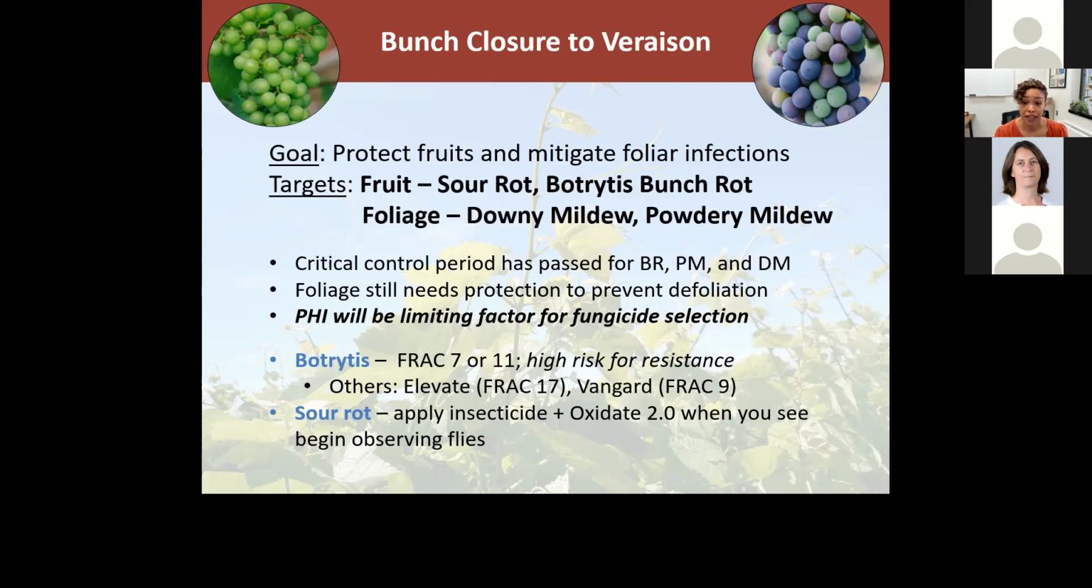Sour rot control typically starts when you observe the flies around the fruit. So you're going to want to apply an insecticide plus Oxidate, I think, is the current recommendation for controlling that kind of microbial fly complex.